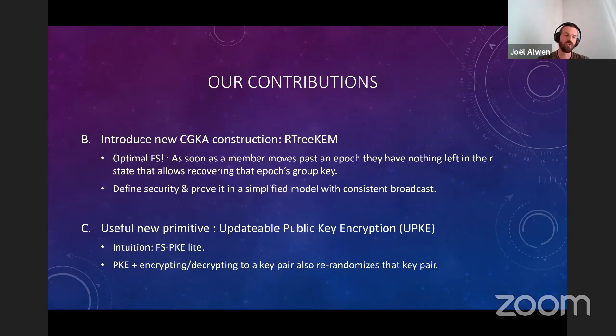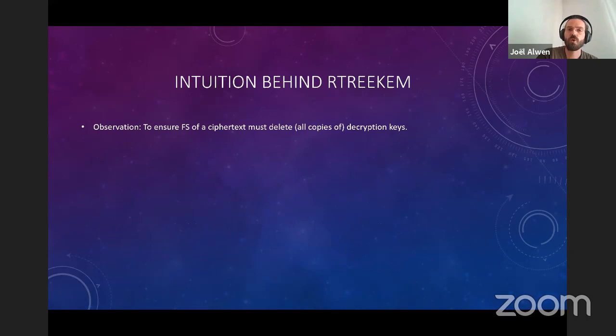You can think of this as taking normal public key encryption and augmenting it so that when you encrypt or decrypt to a key pair, as part of the process, you're also re-randomizing that key pair. So encryption outputs a ciphertext and a re-randomized public key, and decryption outputs the plaintext and the re-randomized secret key. So how does this play into this problem of forward secrecy for TreeKEM? Well, think about if you want to say the ciphertext is forward secret, i.e. there's no way left to decrypt this ciphertext. The minimum of what you're going to need to do is make sure that everybody has deleted the decryption keys from their local states.